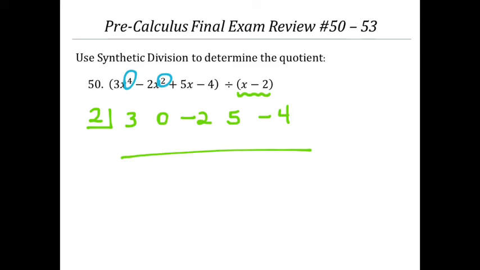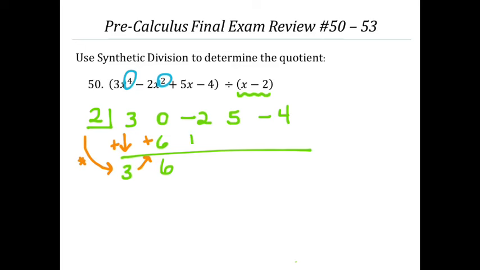All right, now the process for synthetic division, the first number, remember, we're going to add down, and so 3 plus nothing, that equals 3, and then we're going to multiply these two numbers and write it up here. 2 times 3 is 6. Okay. And then we're going to add those. 0 and 6 is 6. And continue with the same process.